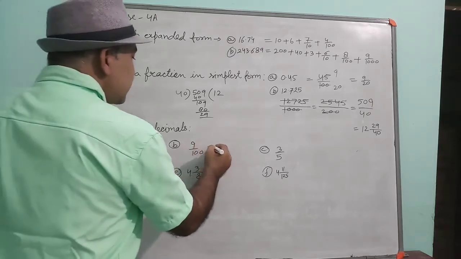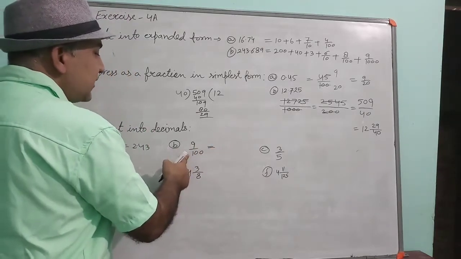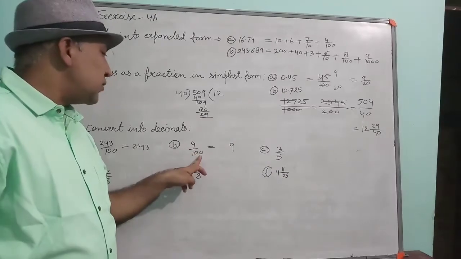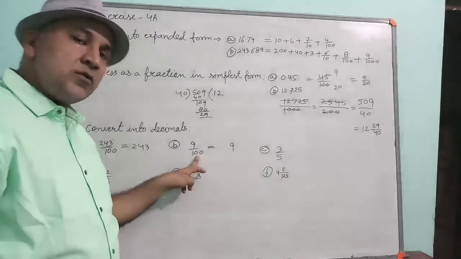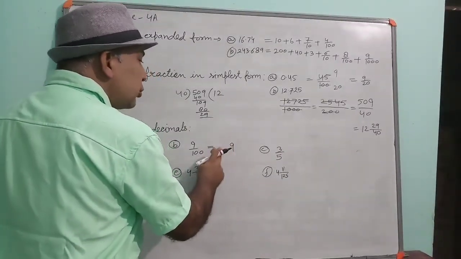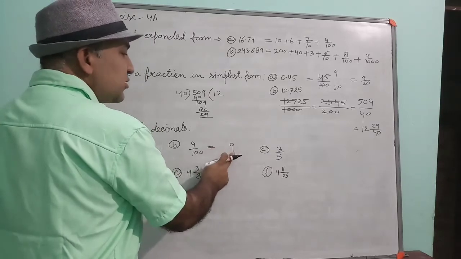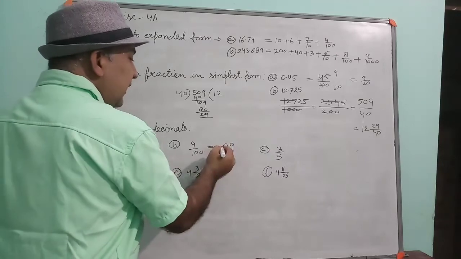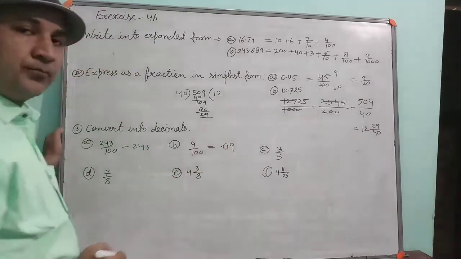How to do? See once again. 9 is divided by 100. So first write down 9. Now count the zeros in 100. There are 2 zeros. Then in your numerator, from the right hand side, after 2 digits, put the decimal. But there is only 1 digit. So put a 0 from your side, and then after put the decimal.